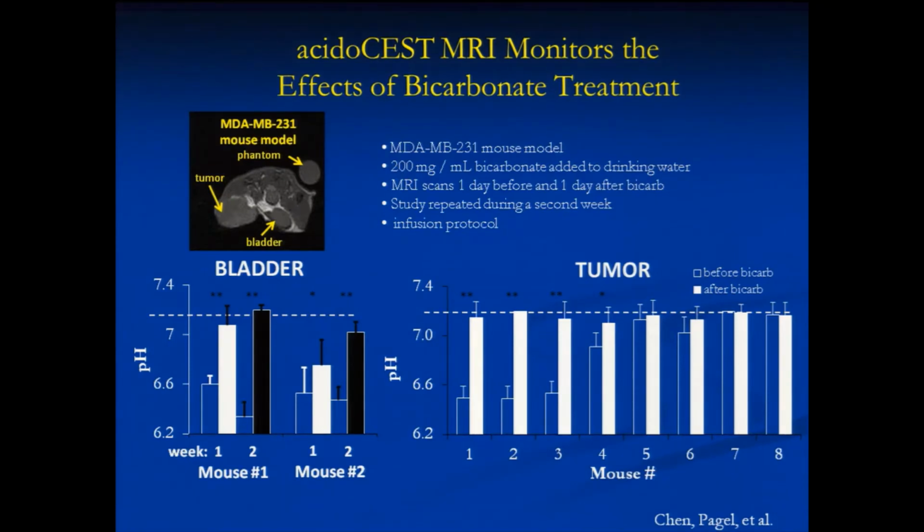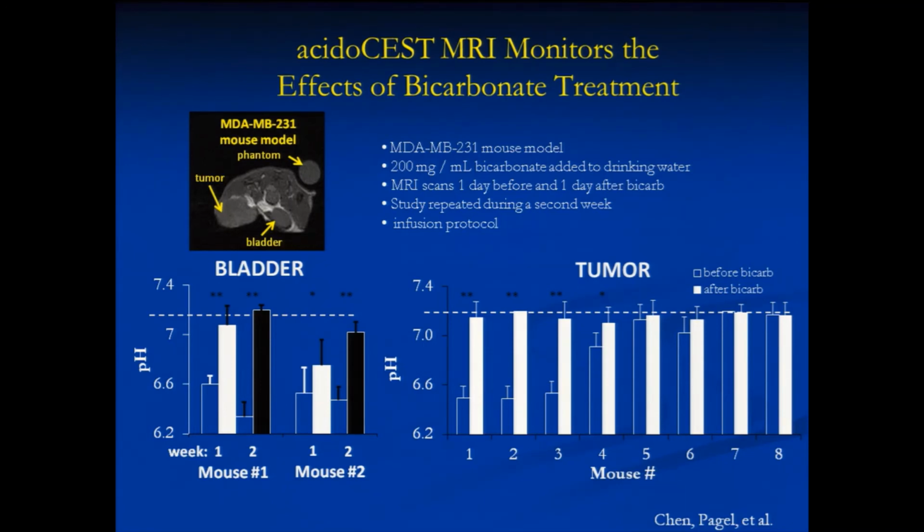And so here's a study done by the Pagel group where they imaged animals using acidoCEST. These are breast tumor xenograft models. You can see the tumors, and here's the bladder. One group of animals was given regular drinking water, and another group was given water with bicarbonate, which buffers the pH throughout the animal, including the tumor and the bladder.